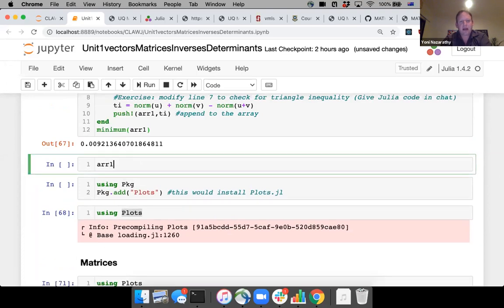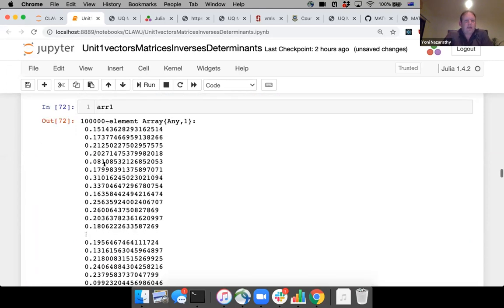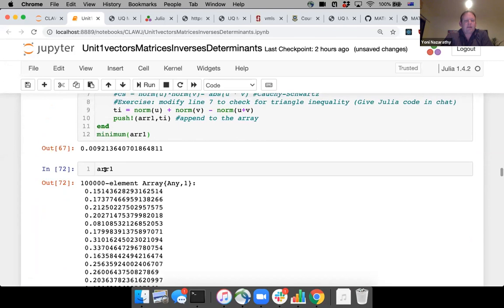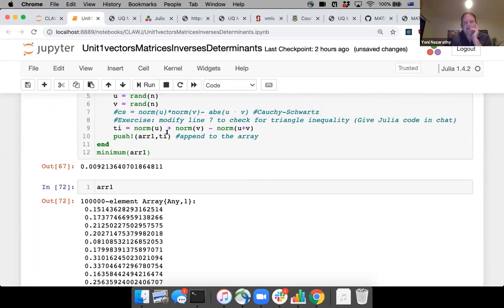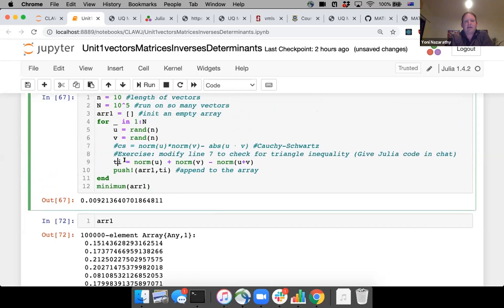So we've got this big R1, which was kind of the gap in the triangle inequality, right? When would TI, by the way, be exactly zero? I'm going now back to the triangle inequality. When would Ti be exactly zero? Okay, when u and v equal zero.